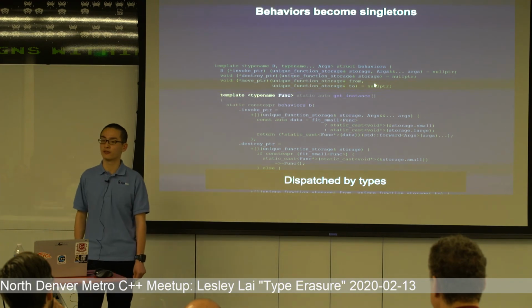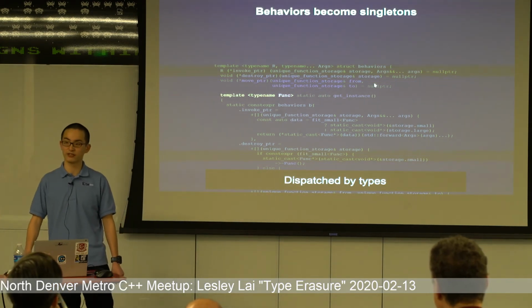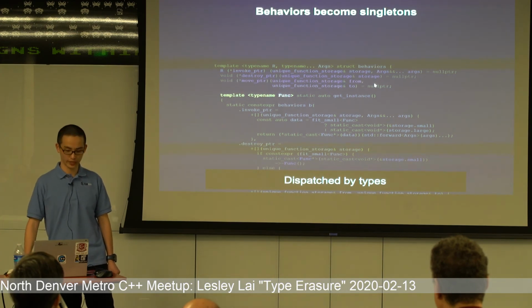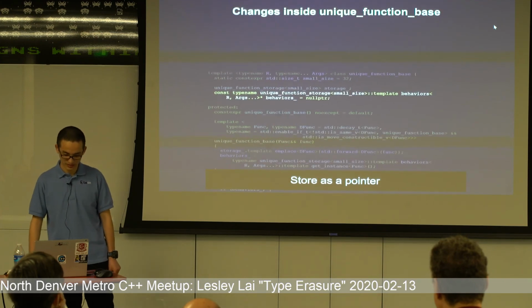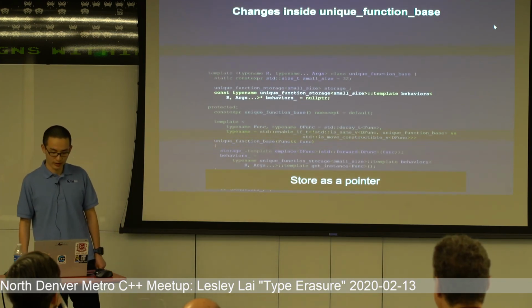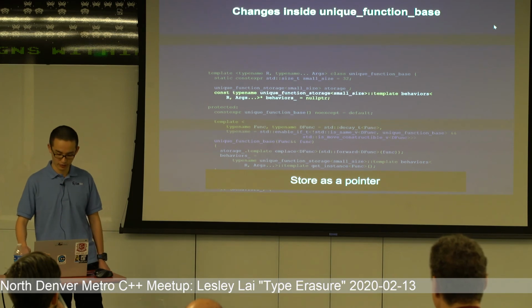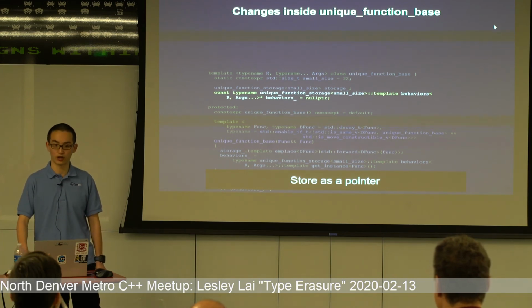Now, for every different underlying function object type, we basically have this kind of vtable, exactly like what happens when you're doing inheritance. And then we need to store this thing as a pointer instead of on the stack directly, because it's in static storage now.